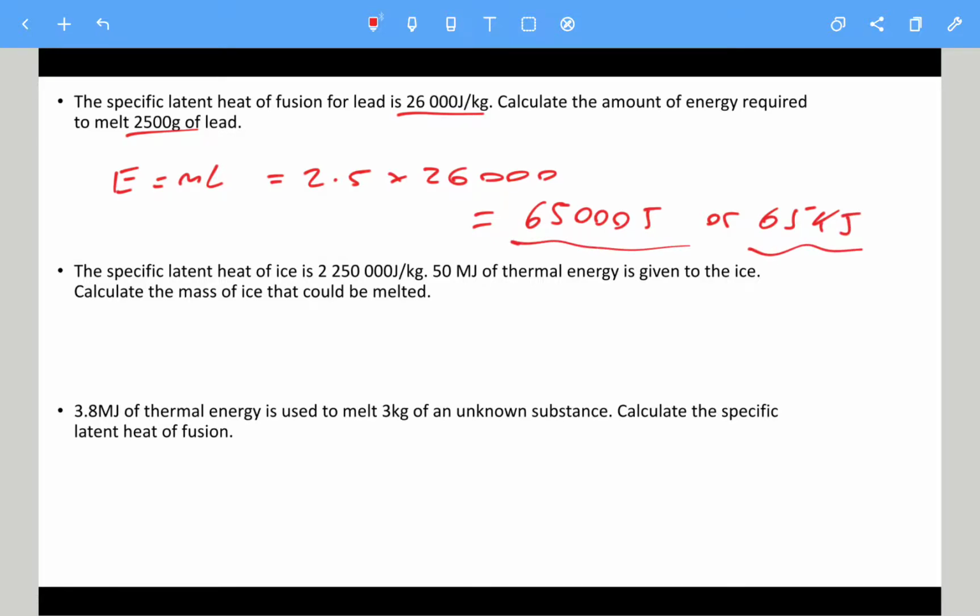So look at the next one. The specific latent heat of ice is 2,250,000 joules per kilo. 50 megajoules of thermal energy is given to the ice. Calculate the mass of the ice that could be melted.